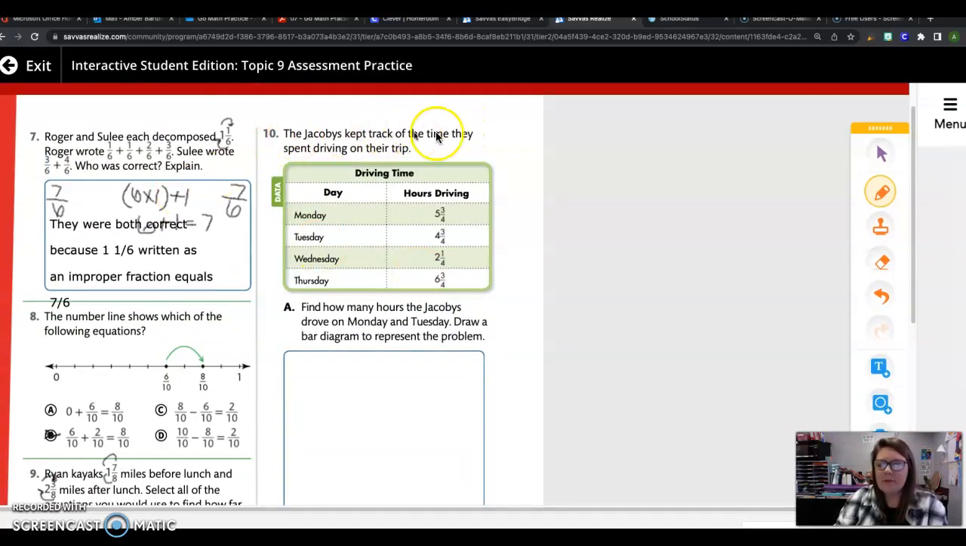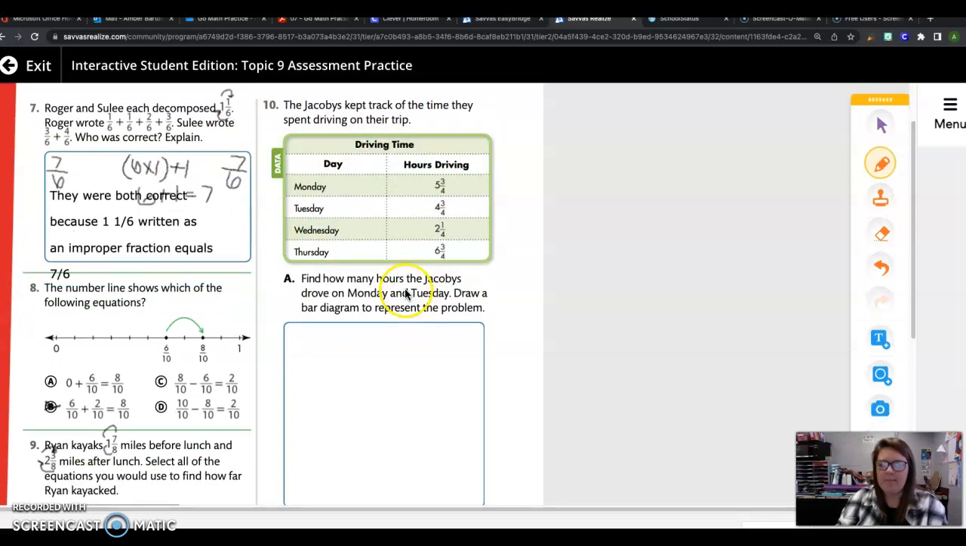The Jacobys kept track of the time they spent driving on their trip, and the data is right here in this chart. Find how many hours the Jacobys drove on Monday and Tuesday. We're not going to worry about drawing a bar diagram for this particular problem. We're just going to use an equation to solve it. So what operation are we going to use? Addition, subtraction, multiplication, or division? Addition, that's right. So we're going to find out how much they drove on Monday and Tuesday.